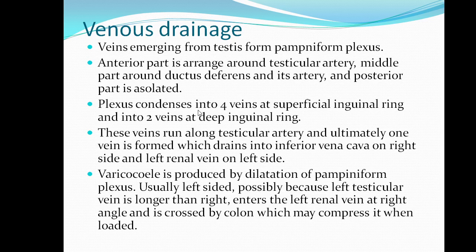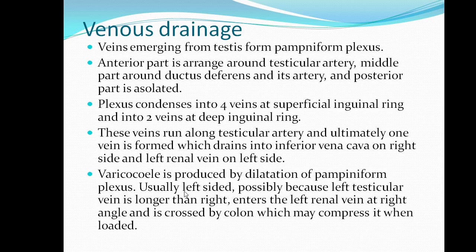This plexus condenses into four veins at the superficial inguinal ring and into two veins at the deep inguinal ring. These veins run along the testicular artery, and ultimately one vein is formed which drains into the inferior vena cava on the right side and the left renal vein on the left side. So on the left side it drains into the left renal vein.